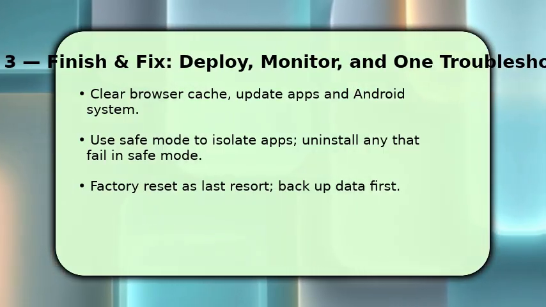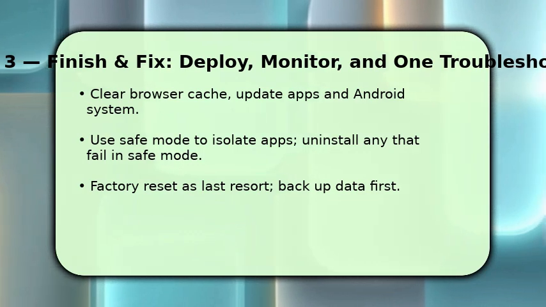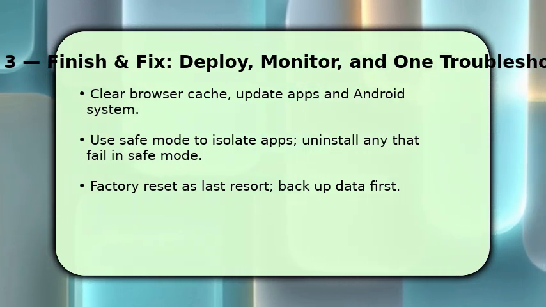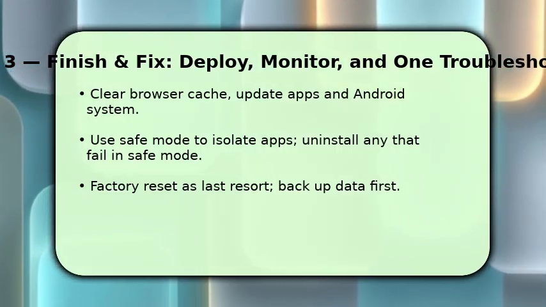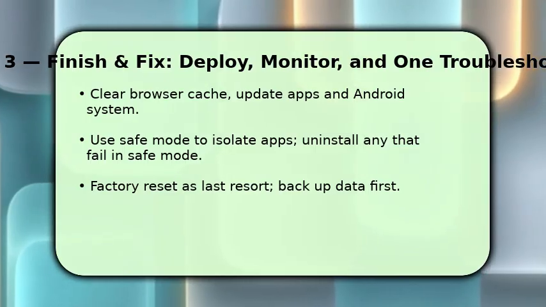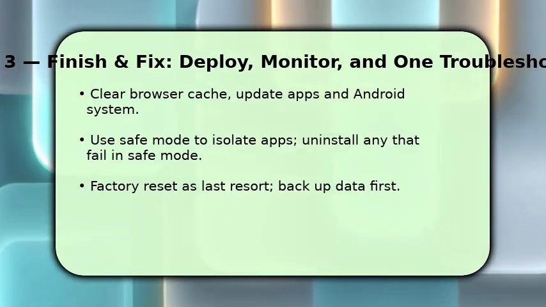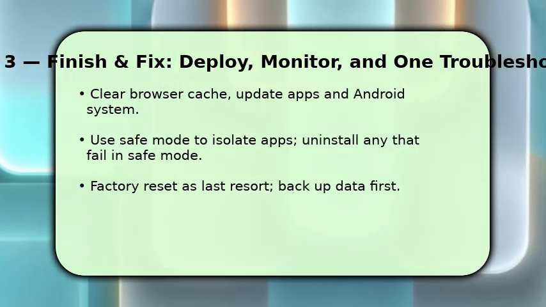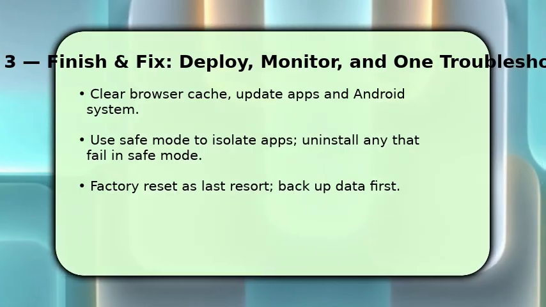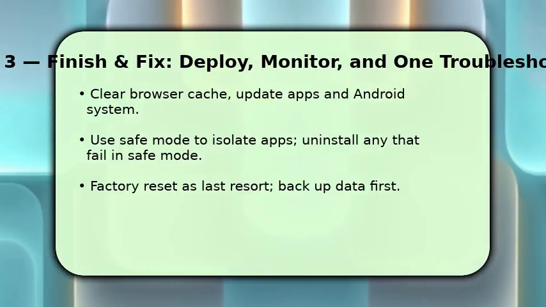If pop-ups continue, reboot into safe mode to see whether a third-party app is responsible. Uninstall any app that disappears in safe mode. As a last resort, back up your data and perform a factory reset to remove persistent malware. If you're stuck, one key troubleshooting tip: boot to safe mode to isolate the problem quickly before taking drastic steps.